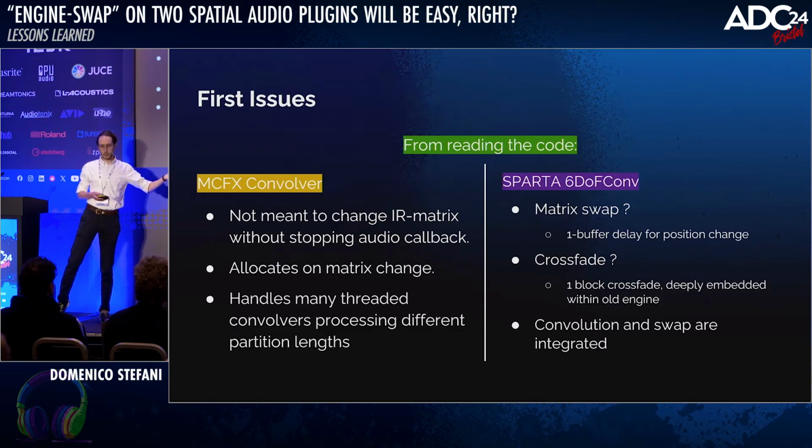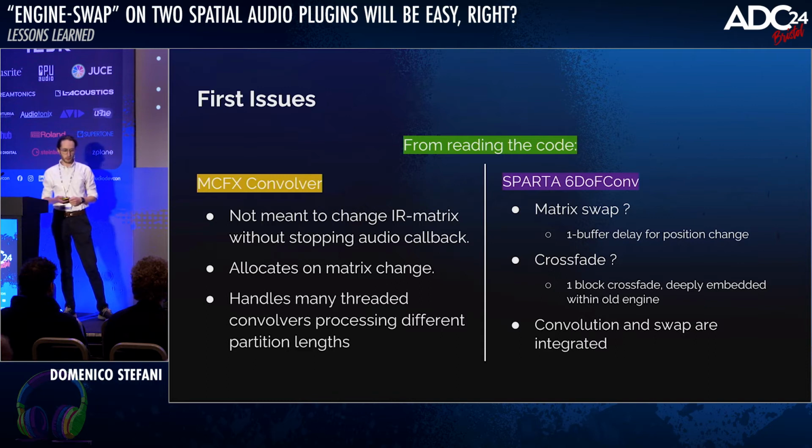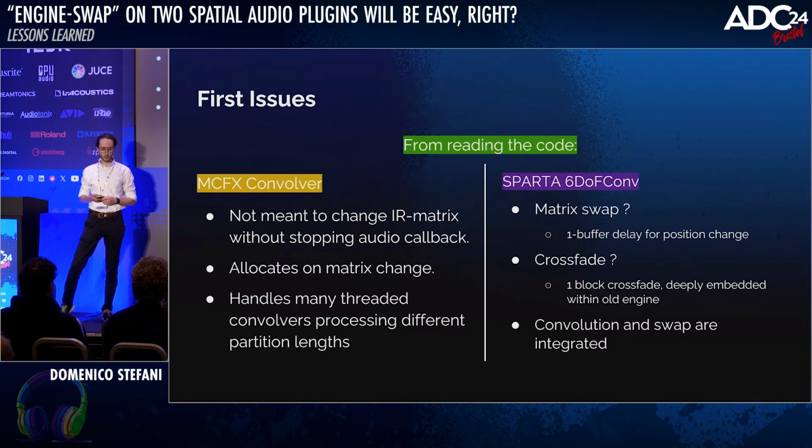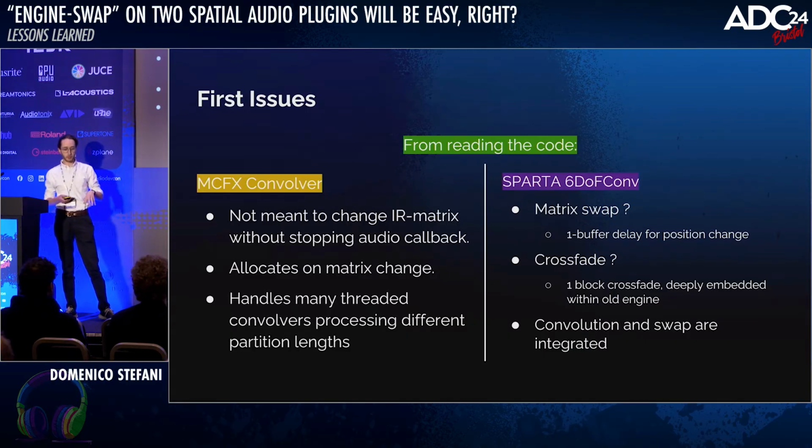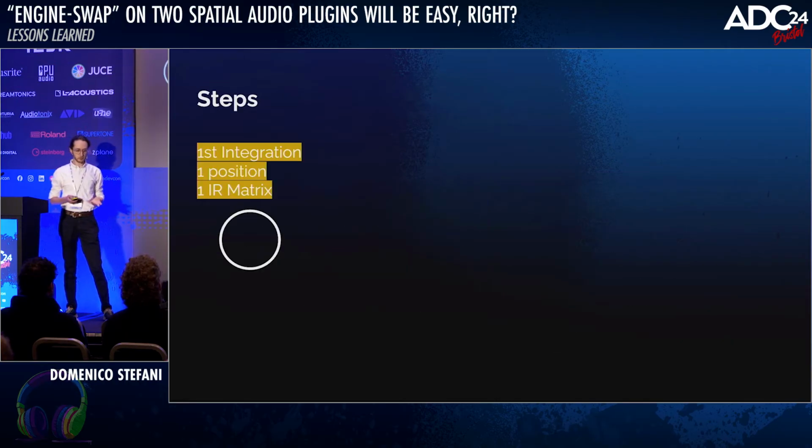Well, the second one was really meant for matrix swap, but it was introducing, for example, a one buffer delay for position change, which I understood only from deeply reading the code, because there was not a lot of documentation on this open source project. Also, it was doing crossfade, which was, however, deeply embedded in the old engine.